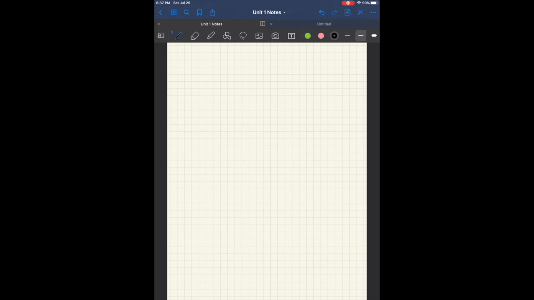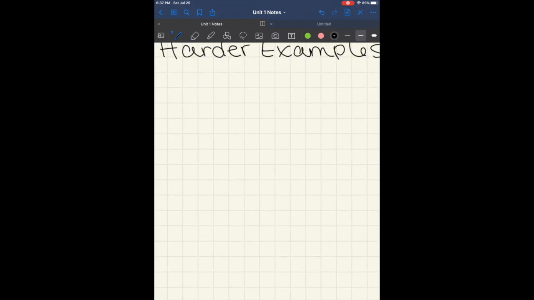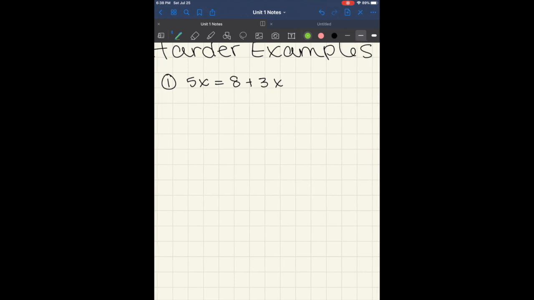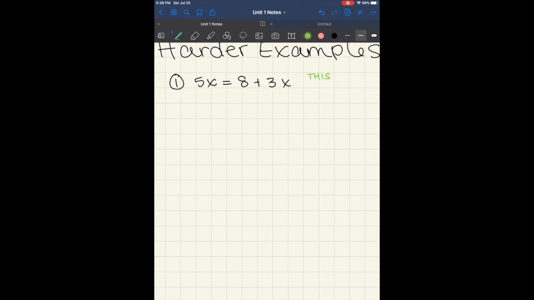So here's some harder examples. So the first one, we've got 5x equals 8 plus 3x. First, we need to get our variables on the same side, which is going to add a step to our steps that we're going to end up writing down.